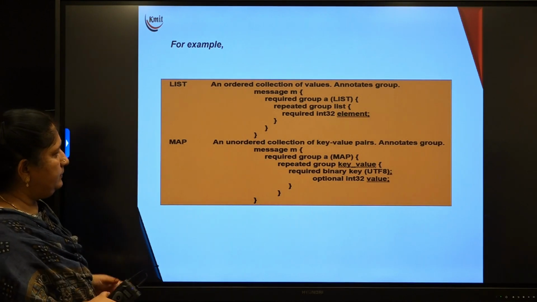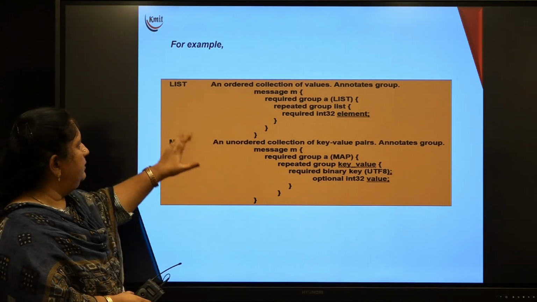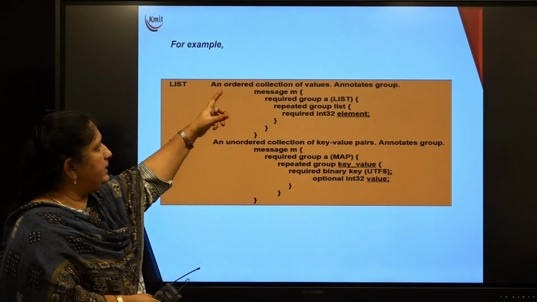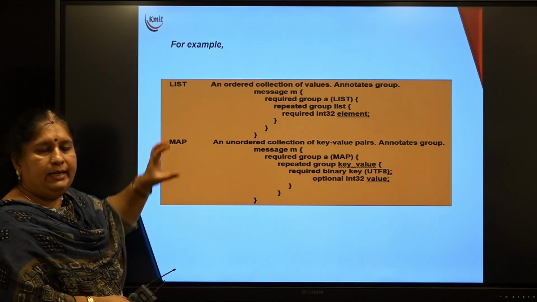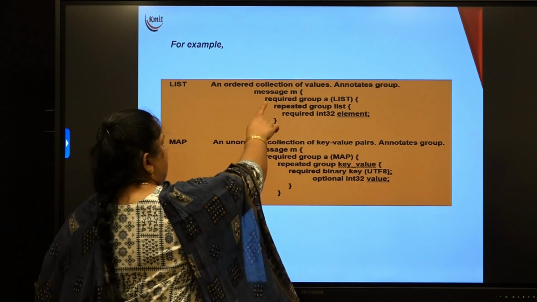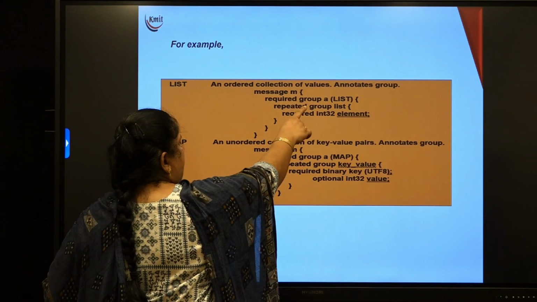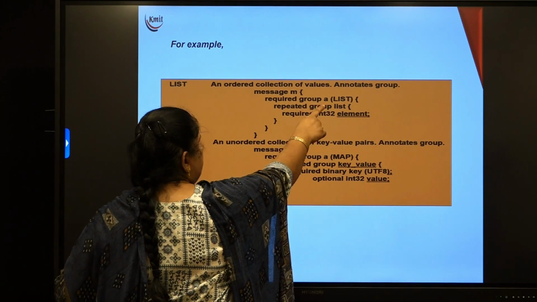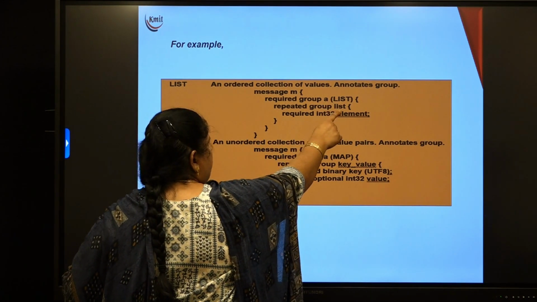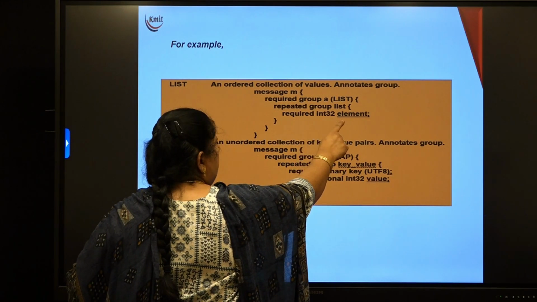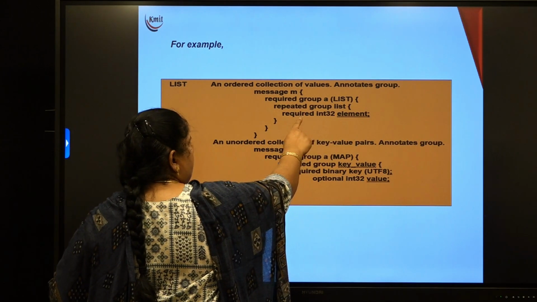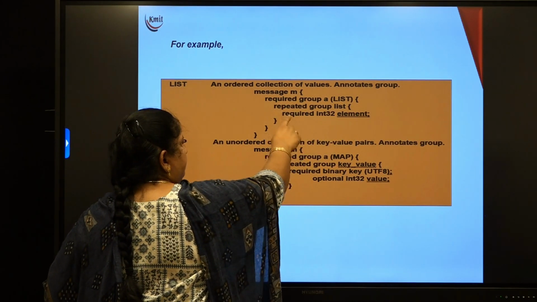Now try to see this one. Here I will write this way. I want to define a list. What is a list? An unordered collection of values, and it is defined like a group. How are we defining a group? If you see message M, and it has how many attributes? Group A is there, which is again a list, which consists of a group called list, which has an element of integer data type, 32-bit integer, and it is required, and the group value is repeated, right?